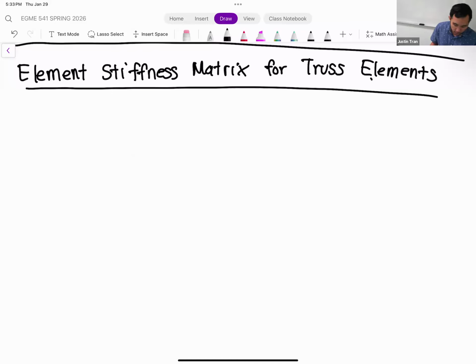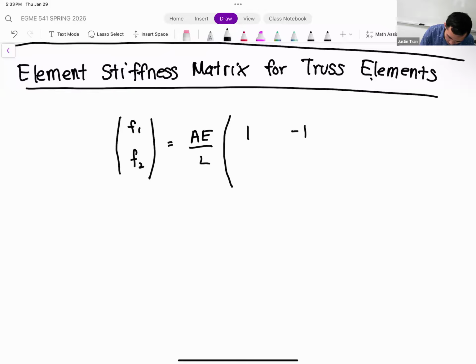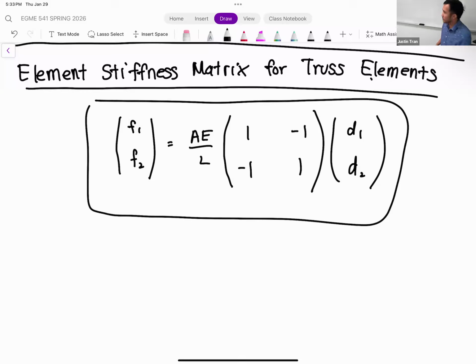The element stiffness matrix for a truss is a 2 by 2 matrix. F1, F2 represent the nodal forces at the ends of the truss, and that is equal to AE divided by L, which I'm factoring out so I'm not writing it four times, multiplied by the matrix 1, -1, -1, 1, times D1, D2. Basically the exact same form as our spring element stiffness matrix, but of course K is replaced by AE over L.